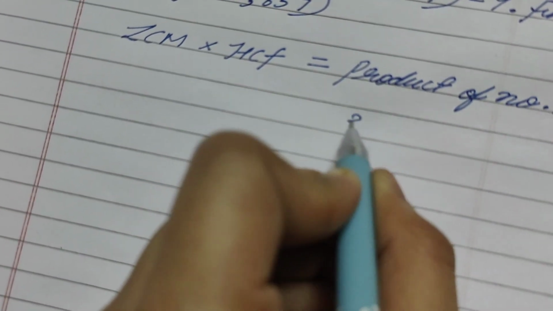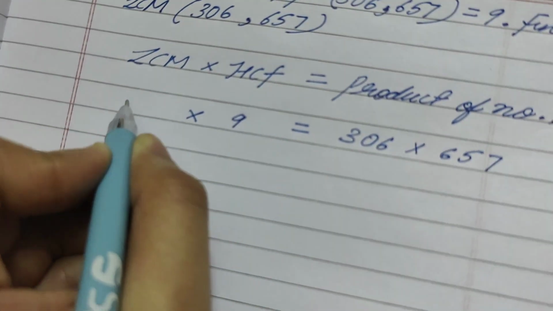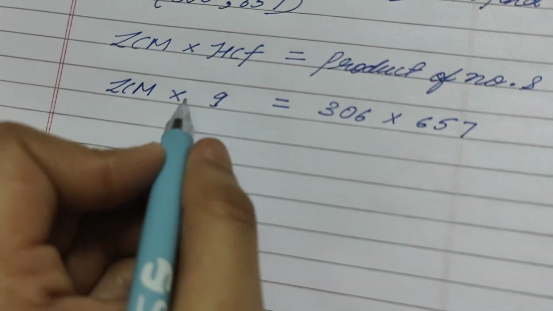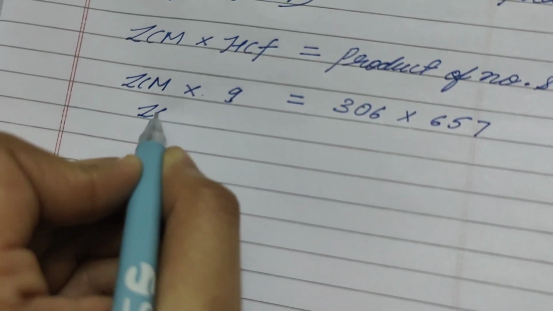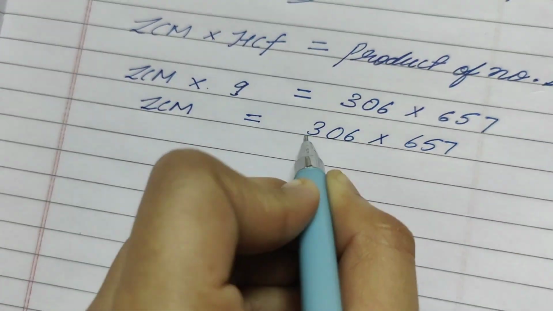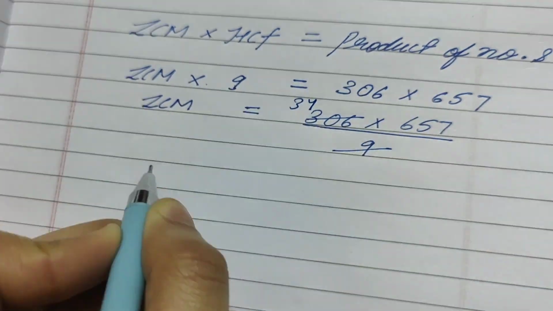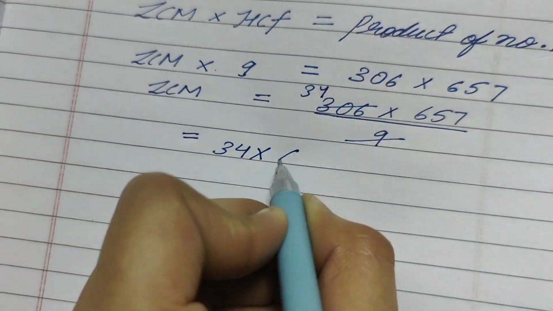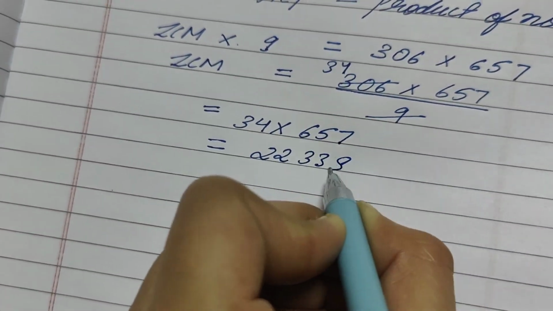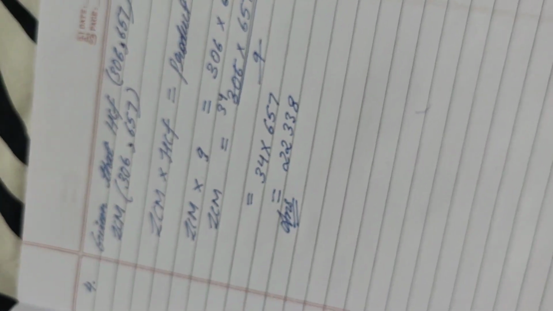So we can write that 306 into 657 is equal to HCF times LCM. Now 9 is in multiplication on this side, so here it will be in division. So we write LCM is equal to 306 into 657 upon 9. This will be 34, so we write it as 34 multiplied by 657. That will be 22338. Answer. So this was question 4.